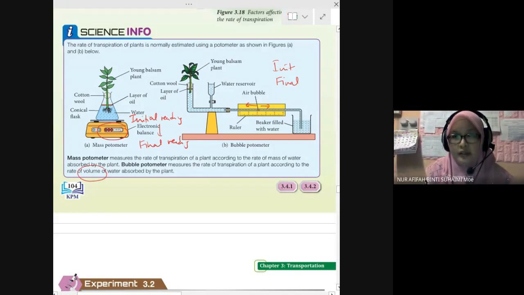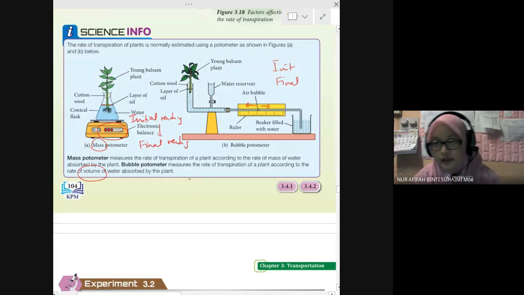Mass measures the mass of water lost. So to measure the mass, final reading minus initial reading, then we get the difference of mass of water absorbed by the plant. For air bubbles, final reading minus initial reading also gives the volume of water absorbed by the plant. This one measures the volume.